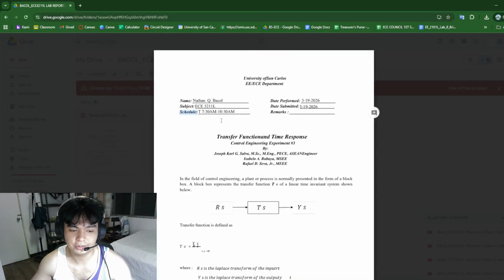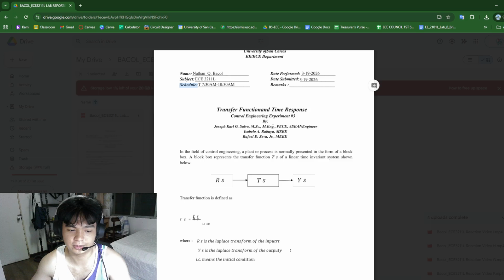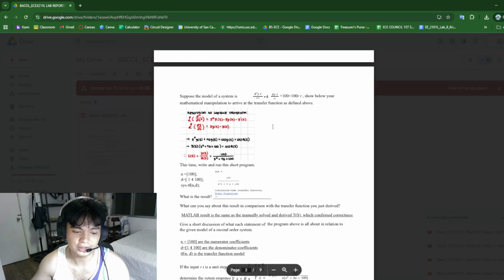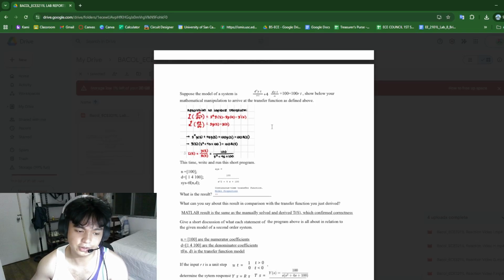So for experiment 3, we studied transfer functions and time response of first and second order systems. Here I'll briefly show my outputs and what I did and make key observations. What I did was I first derived the transfer function from the given differential equation.